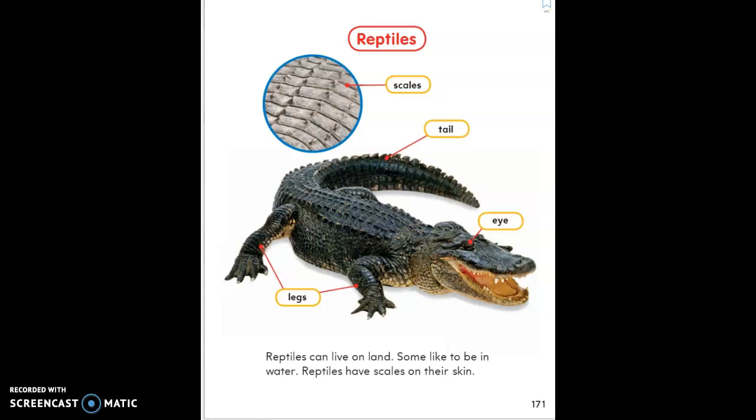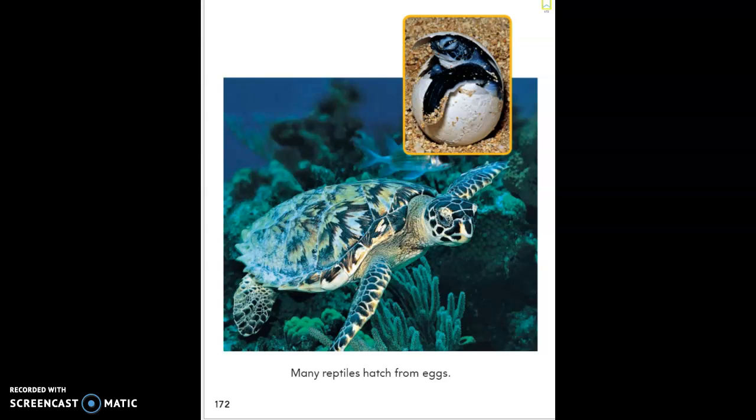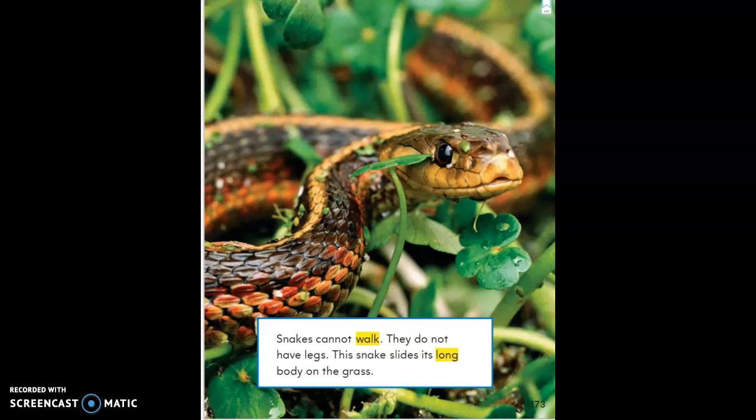Reptiles. Reptiles can live on land. Some like to be in water. Reptiles have scales on their skin. Eyes, legs, tail, and their scales. Many reptiles hatch from eggs. Snakes cannot walk. They do not have legs. This snake slides its long body on the grass.